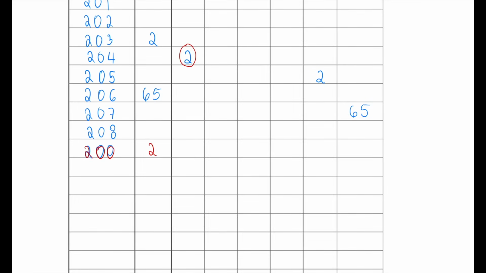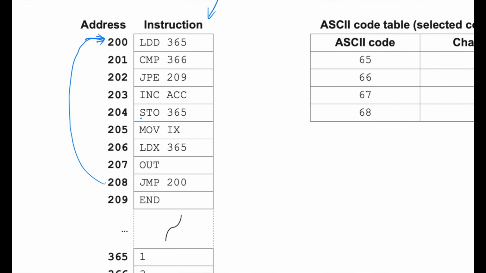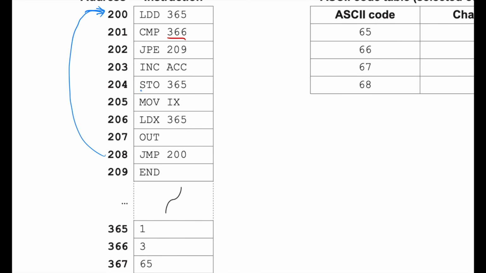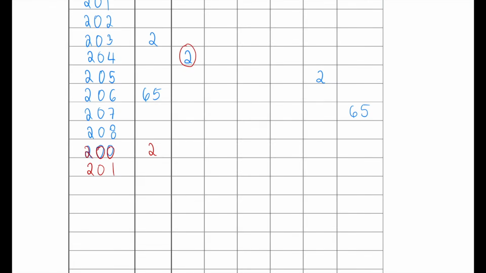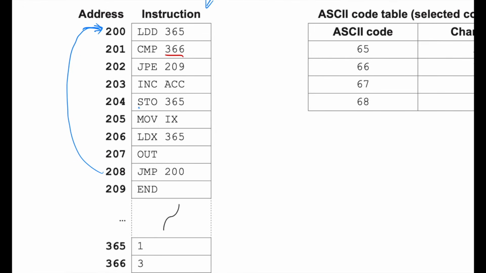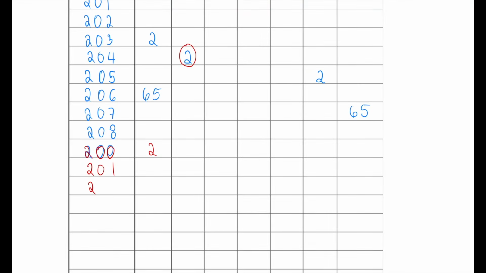Okay, so now we're going to go to 201 and let's see what we have here. So we're going to compare whatever is at location 366 to whatever is in the accumulator. So at 366 we still have 3 and in the accumulator we have 2 and they're not equal. So again, we're going to skip this line right here and just keep going. So we've got 201 and 202 and those are both blank and we're going to go to 203.